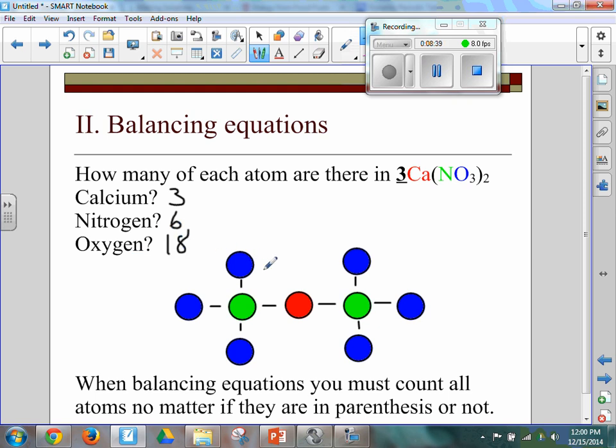Okay, you can go ahead and push pause and look at my logic if you'd like to. But that's the basic idea of how a coefficient works with a little bit more complicated problem. The idea is that when you're balancing equations, you must count all the atoms to make sure that you can balance them on one side and on the other.